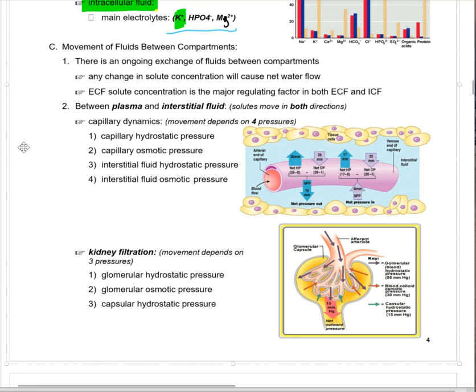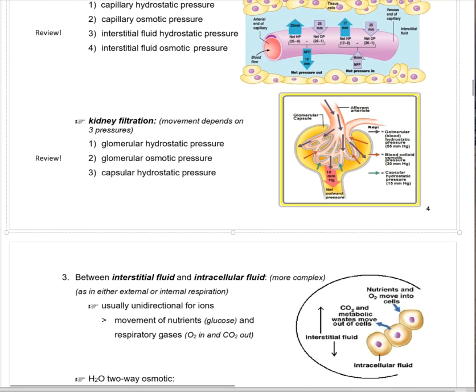And so the only thing I'm going to say here is review, right? You need to know this for the final. So we want to think about how we move those things around. In kidney filtration, there are different pressures that move fluids around, and the solutes as well. And so you want to review that also. We're not going to go over it now. You're going to review it for your final exam.